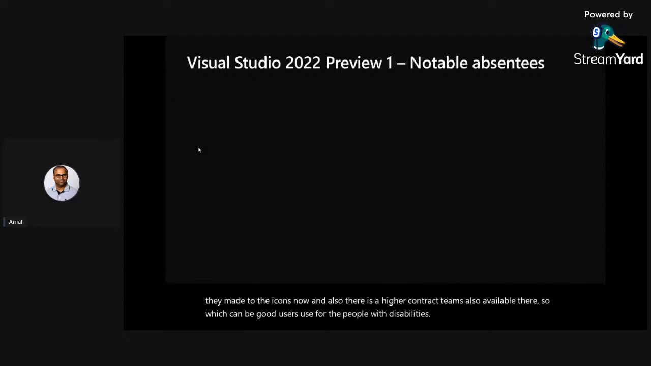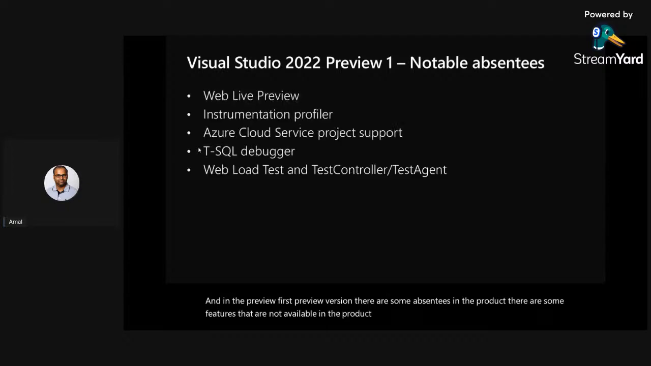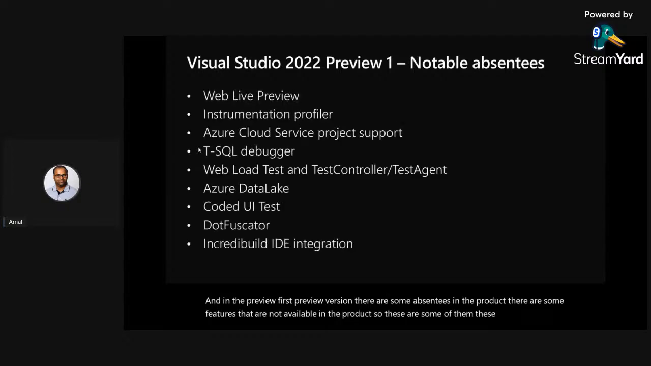In the first preview version, there are some absentees in the product. There are some features that are not available. These are some of them. These functionalities, or these little applications or processes that are available in the product, are not available in the Preview 1 version because they are still working on the 64-bit side of things. Once they complete that, you will see these features getting added to the product in future versions.